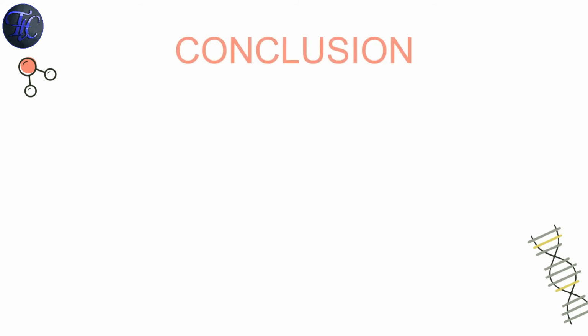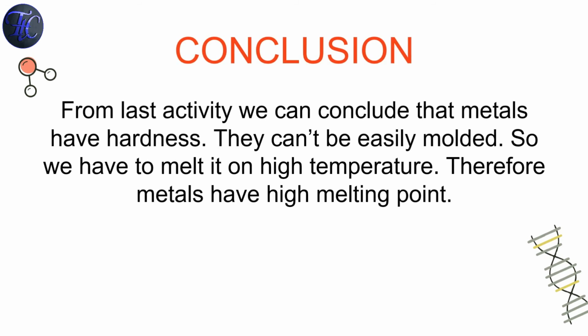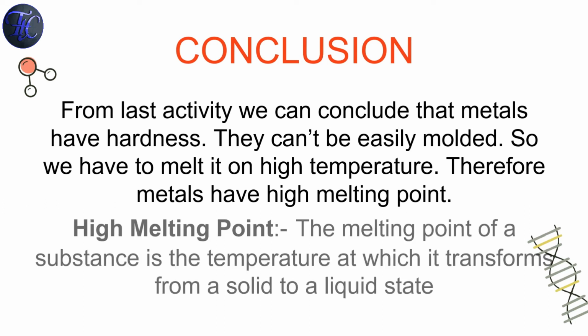Now the conclusion of this activity is that metals have hardness, they can't be easily molded, so we have to melt them at high temperature. Therefore metals have a high melting point. For example, the melting point of pure iron is about 1500 Celsius. They can only be melted at such a temperature. So metals have high melting points. The definition of melting point is the temperature at which a substance transforms from a solid to a liquid state.